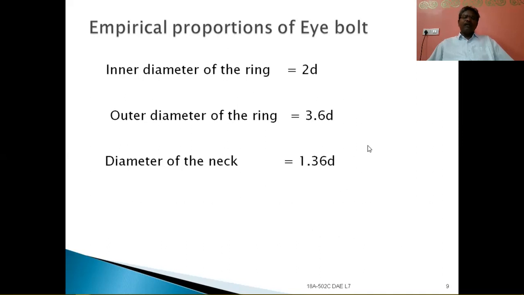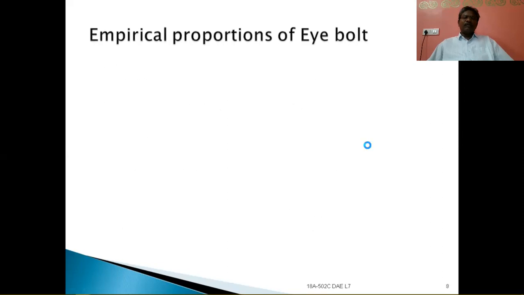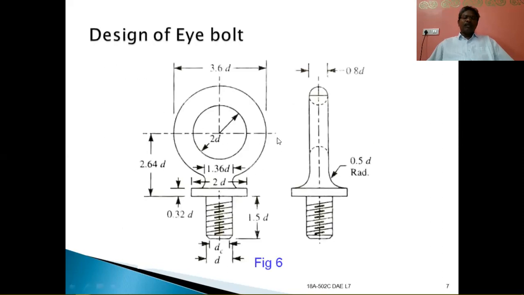Let us see in the figure itself. Now let us see. So here are the proportions. D will be the nominal diameter of the threaded portion, and DC will be the core diameter of the threaded portion. And the length of the threaded portion is 1.5 times D. And this is the collar, and the collar thickness is 0.32 D, and its diameter is 2D.